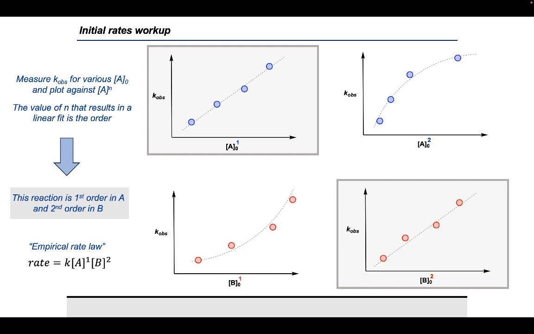So with this data in hand, what our conclusion would be is that the reaction of interest is a first order dependence on the concentration of A and exhibits a second order dependence on the concentration of B. This would provide us with an empirical rate law that has the form shown here. We'd raise A to the first power and the concentration of B to the second power.